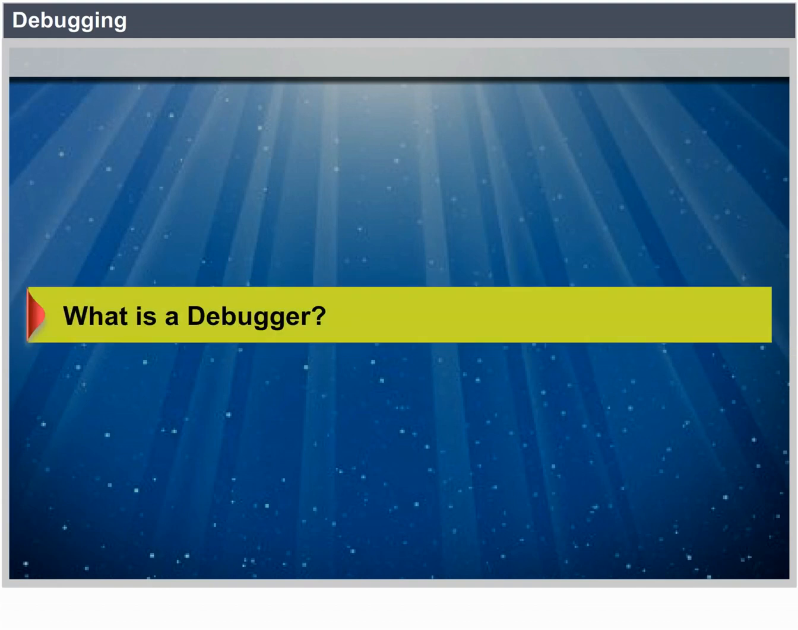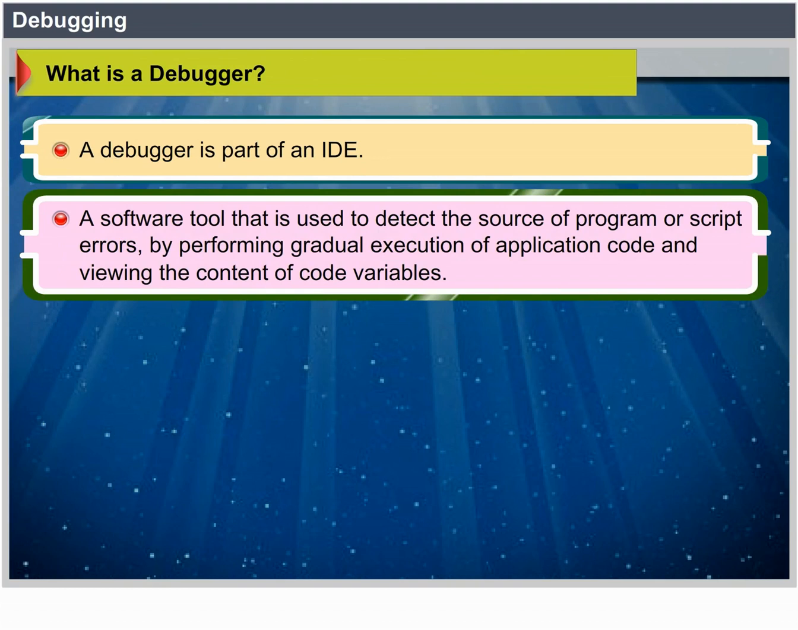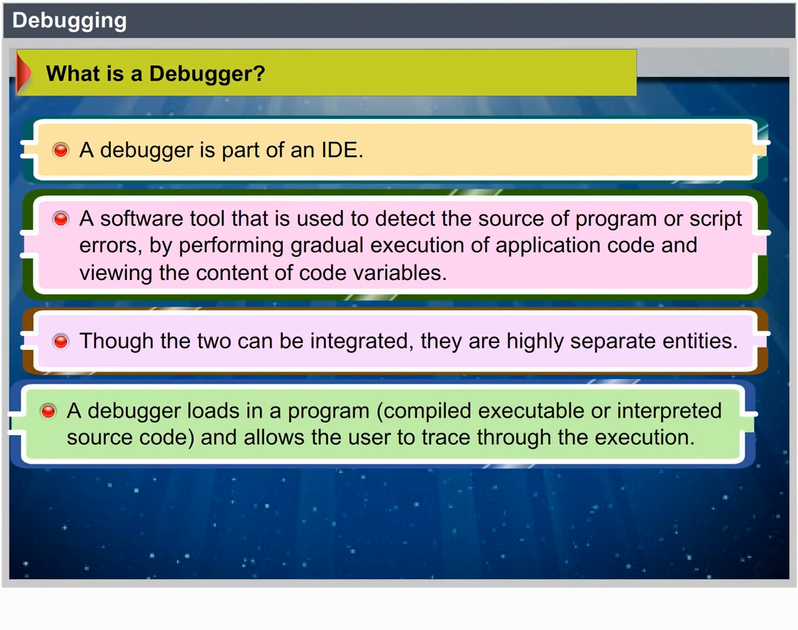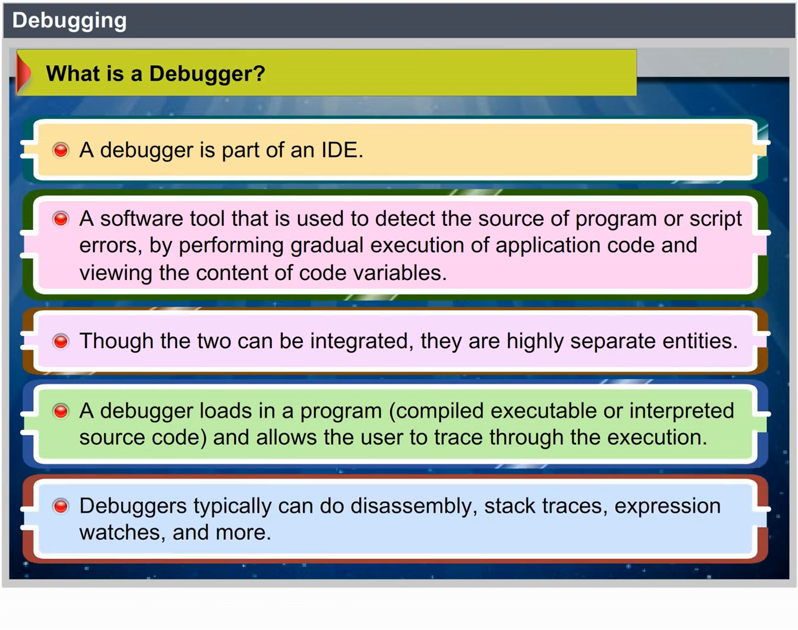What is a debugger? A debugger is part of an IDE, a software tool that is used to detect the source of program or script errors by performing step-by-step execution of the application code and viewing the content of code variables. Though the two can be integrated, they are separate entities. A debugger loads in a program, compiled executable or interpreted source code, and allows the user to trace through the execution. Debuggers typically can do disassembly, stack traces, expression watches, and more.